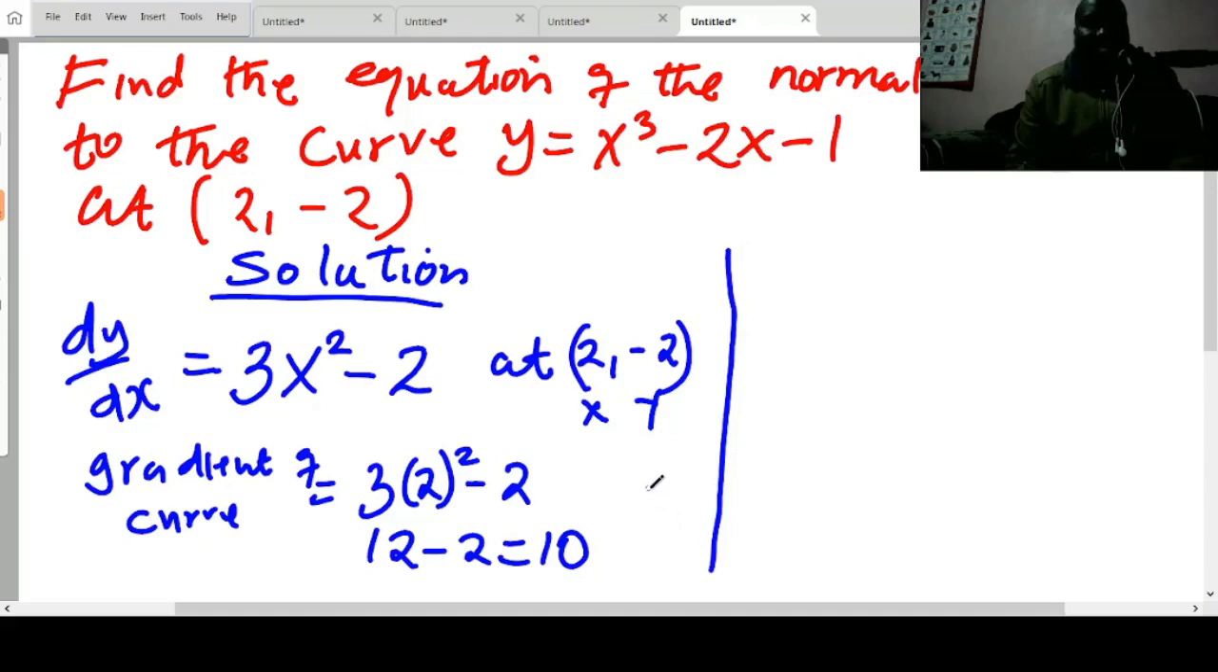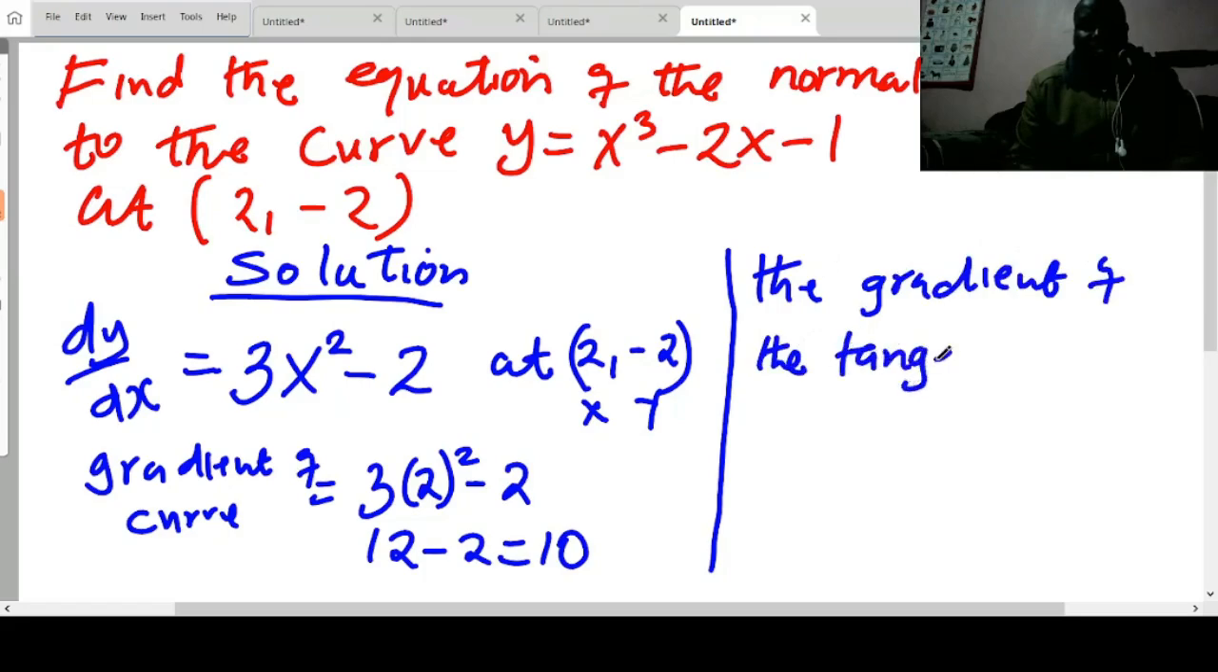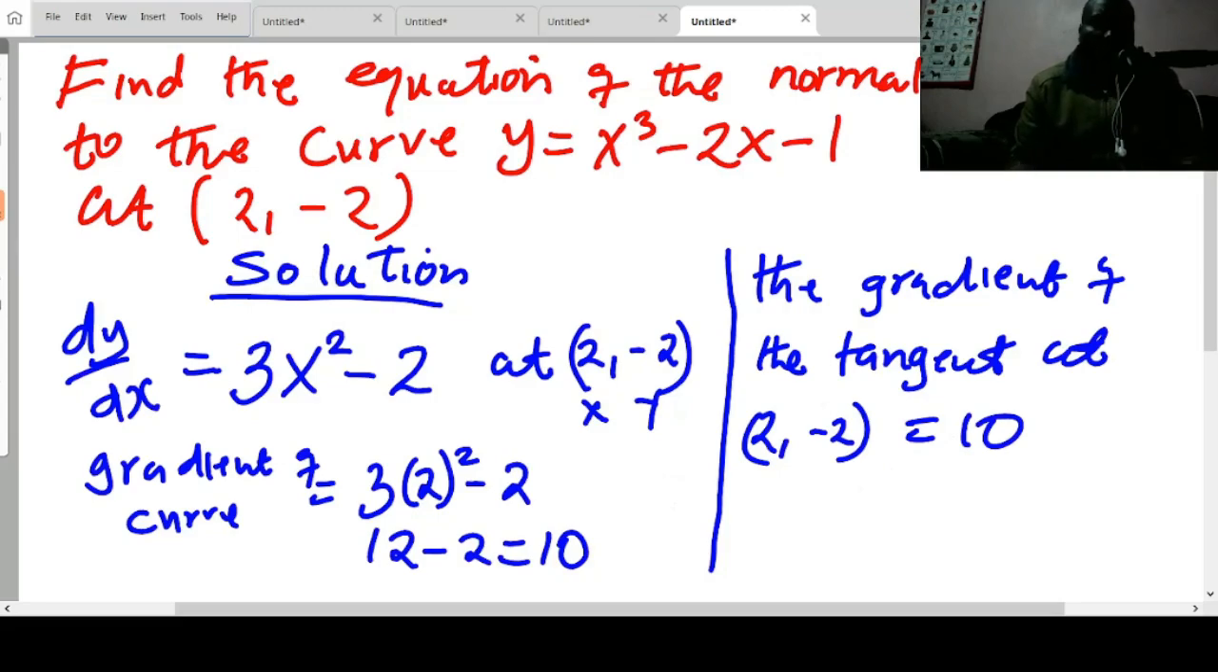But that gradient is the same as the gradient of the tangent. So the gradient of the tangent at (2, -2) is equal to 10. Remember, we were asked to find the normal, not the tangent, but we need the tangent's gradient. It is the thing we need for us to go to the normal.